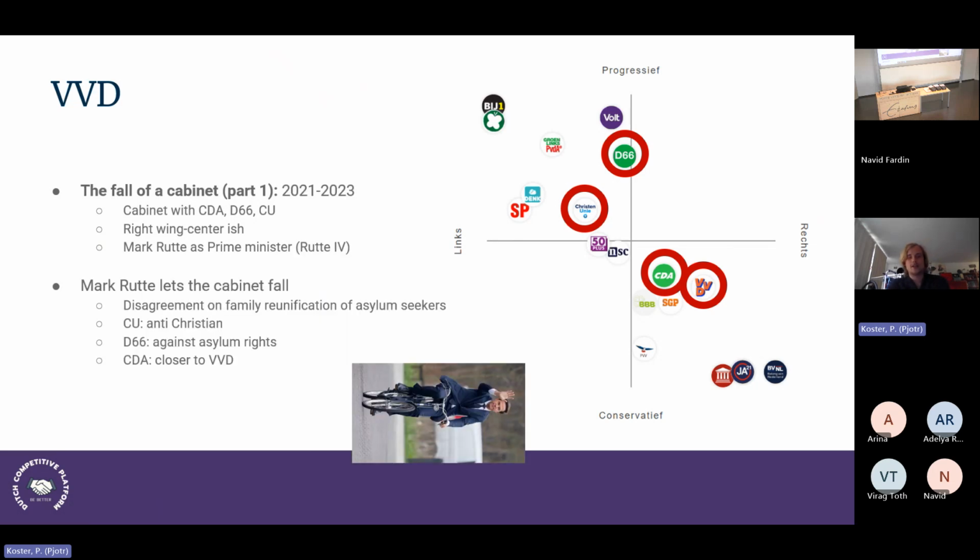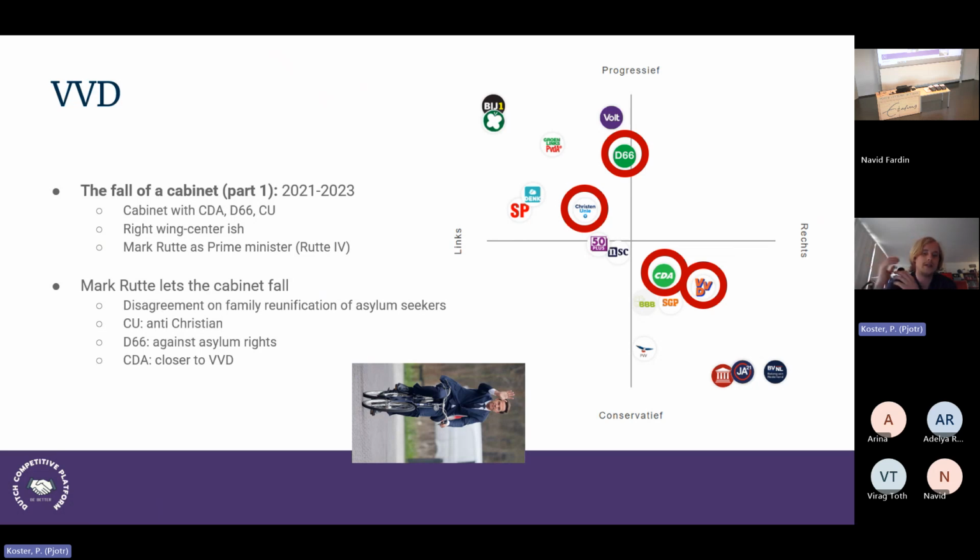And the reason for that is basically that you had a disagreement on family reunification of asylum seekers. So this was relatively more recent. This was in 2023, not 2021. I'm sorry. Basically, what happened was there was an asylum plan, and what Rutte and the VVD specifically wanted to do is basically not allow family reunification of asylum seekers.